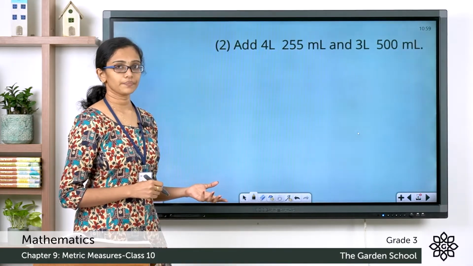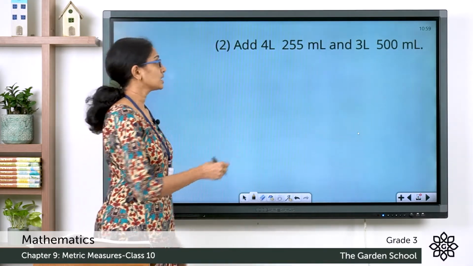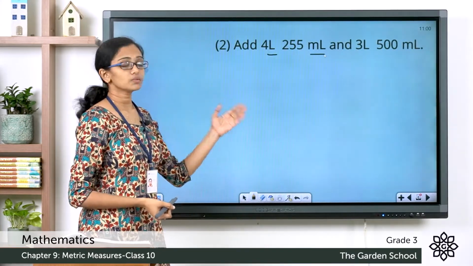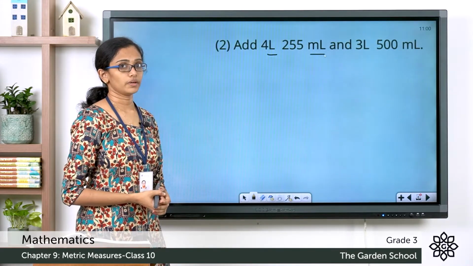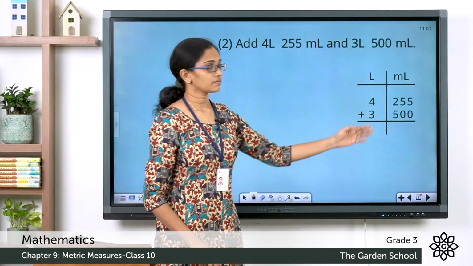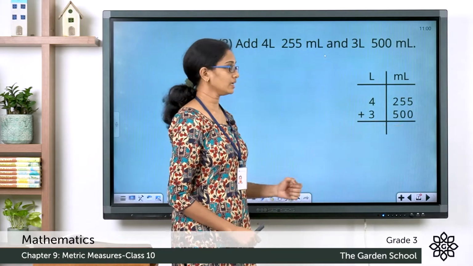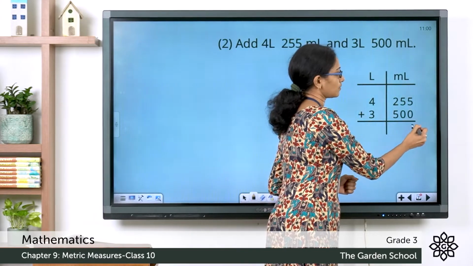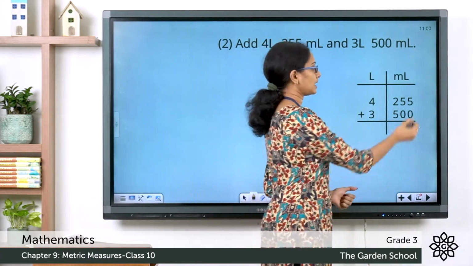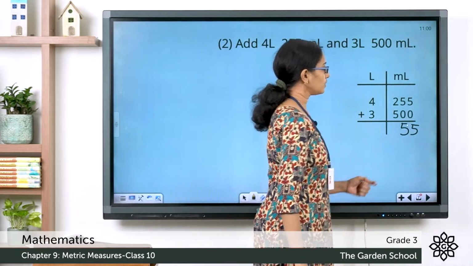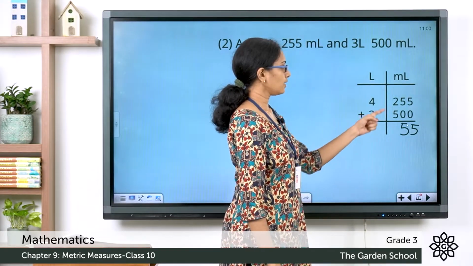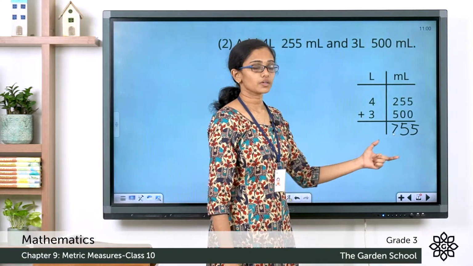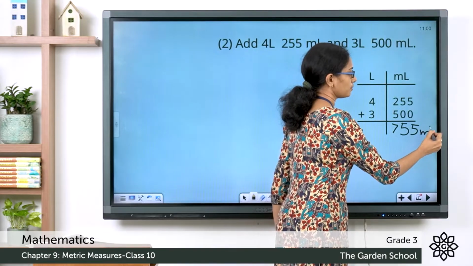So what is the first step? Identify the units given in the measurements. The units are liters and milliliters, and we have to write the given measurements in proper columns of units. So we have drawn a grid and written the measurements in proper columns of units. Now let's start adding the numbers. In the milliliters column we have 5 plus 0 which is equal to 5, and again 5 plus 0 which is equal to 5. Now we have 2 plus 5 which is equal to 7. So right now we have a total of 755 milliliters.